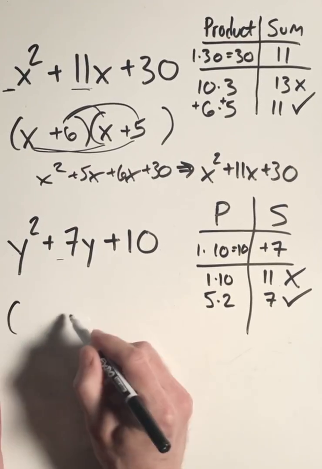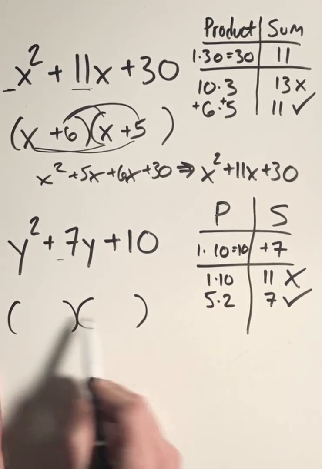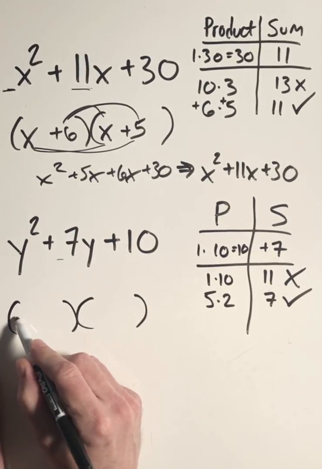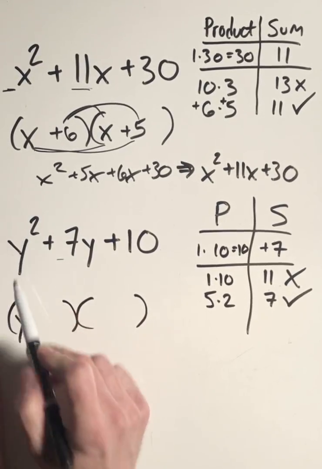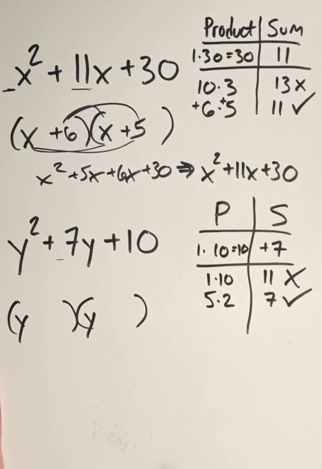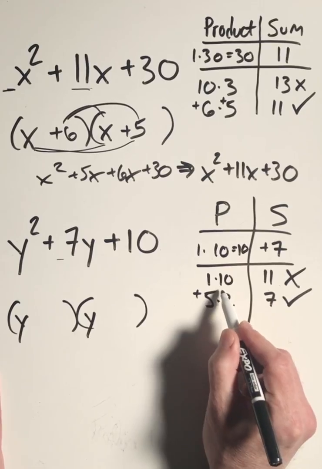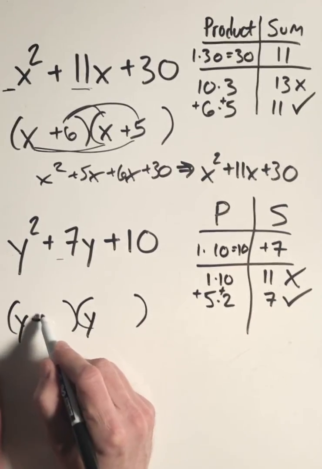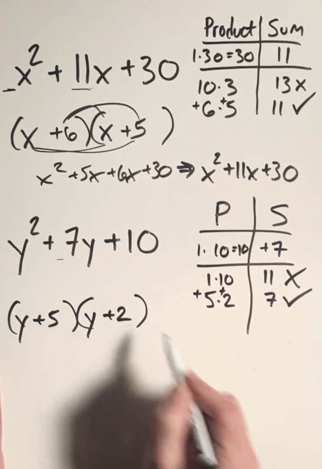I'm going to use the structure here of having two binomials that multiply together to equal this trinomial. Since my first term is y squared, I know that each binomial starts with the variable y. Now I'll look at the signs of these two numbers. I have positive 5 and positive 2.